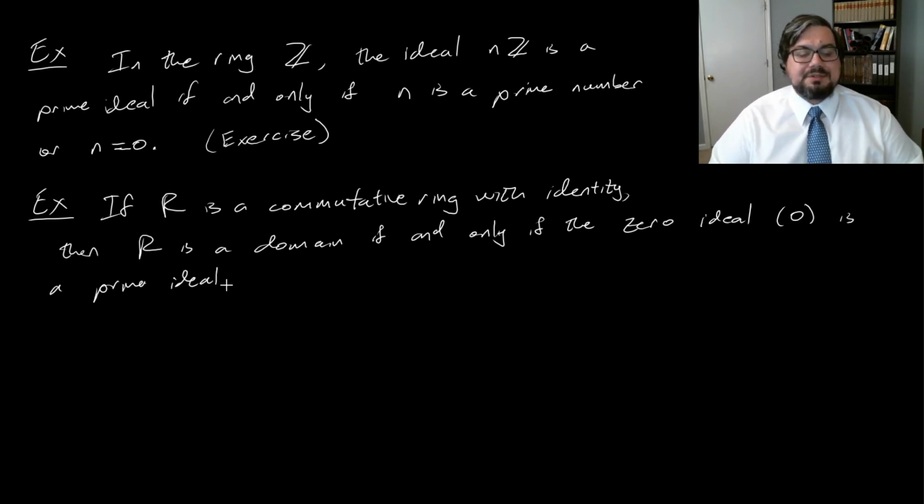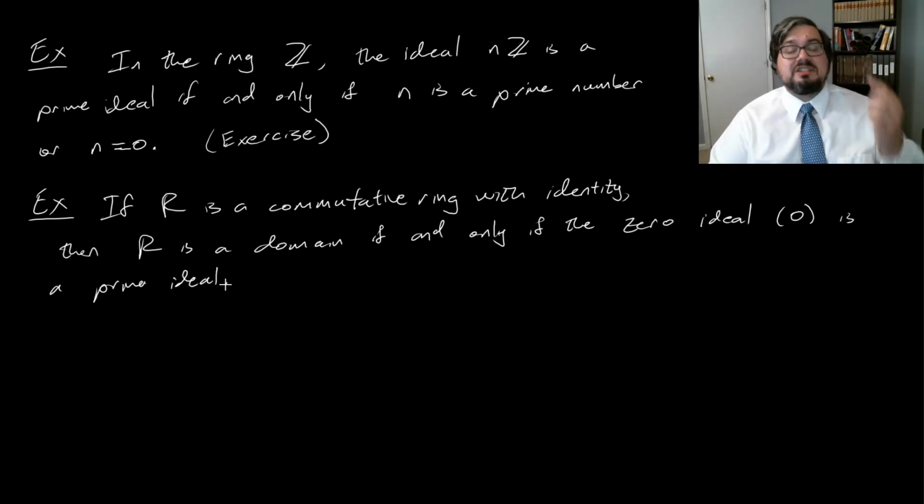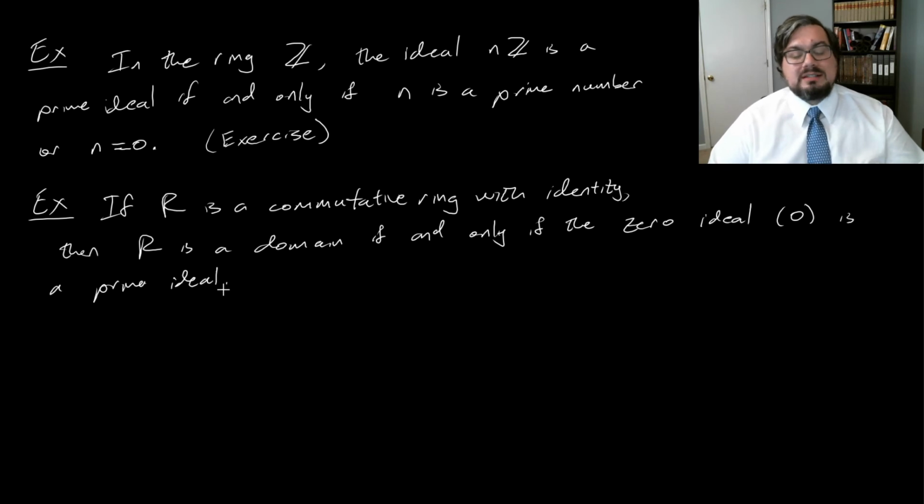Now this is pretty much just unwinding the definitions. What does it mean for an ideal to be a prime ideal, and what does it mean for the ring R to be a domain, given that it's a commutative ring with identity? And it turns out that the definitions are pretty much exactly the same.